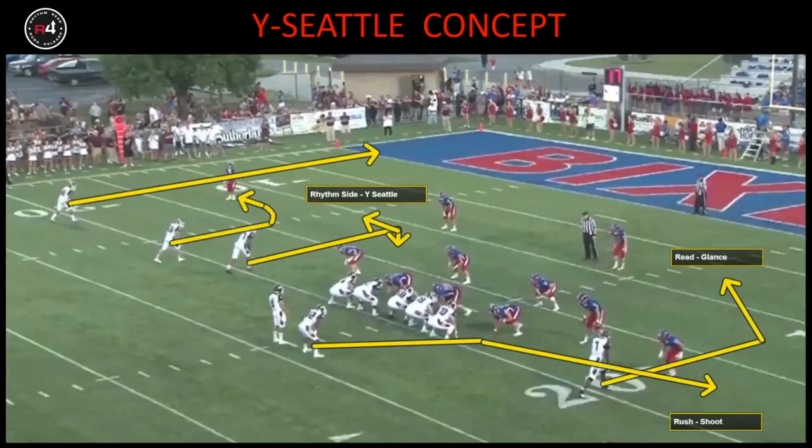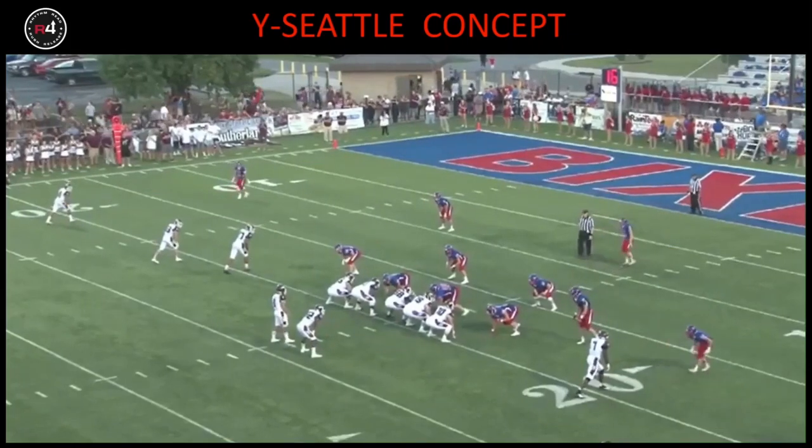Here's a clip that shows the benefit of the glance route with the Y Seattle concept. The defense is showing solo coverage pre-snap. This look would call for the X receiver to run a 3-step slant with the boundary corner playing man. Yet the defense is rotating to cover 3 strong post-snap. When the boundary corner bails, the 5-step glance is the priority.